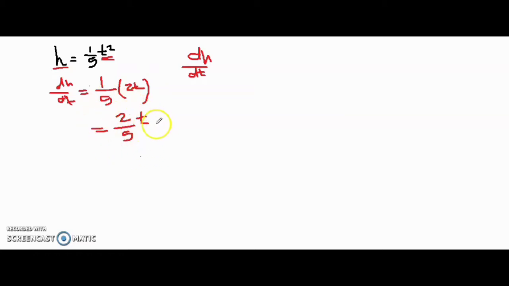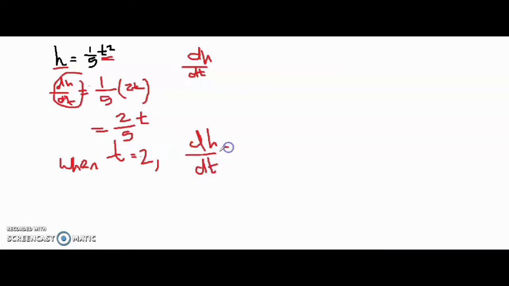So now we have to substitute the value of t. When t is equal to 2, then dh by dt is equal to 2 over 5 multiplied by 2. t is replaced as 2. So we get the result as 4 over 5.